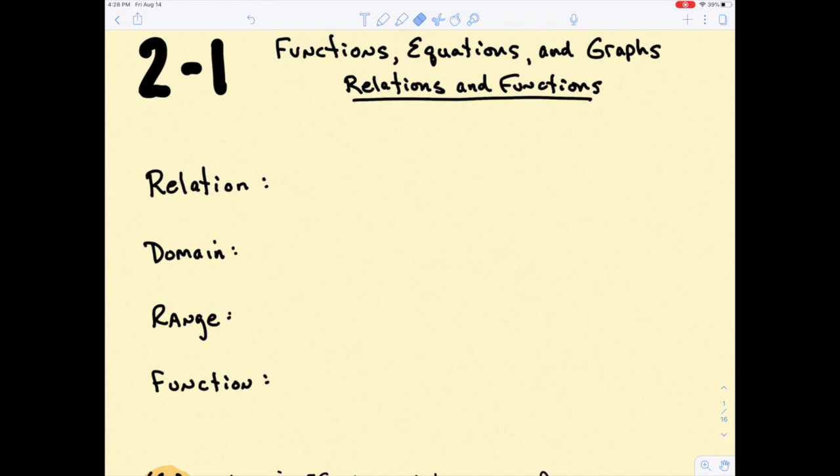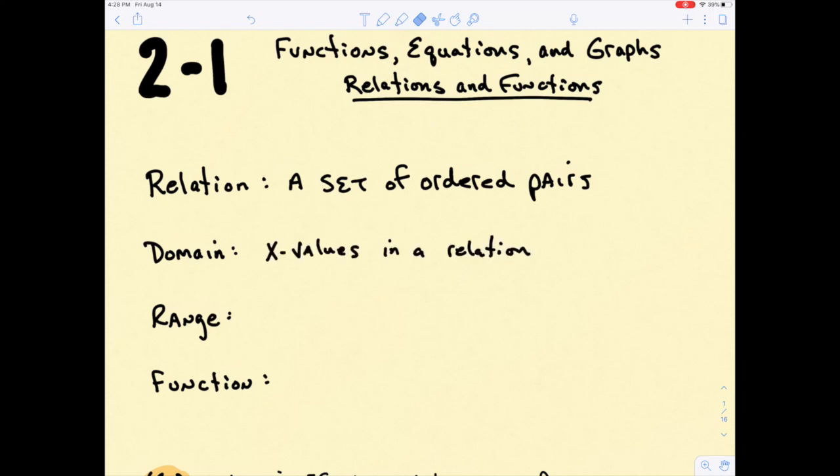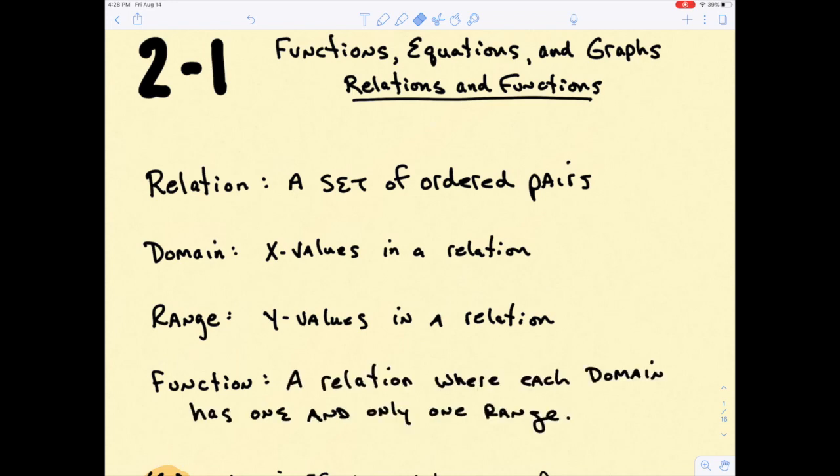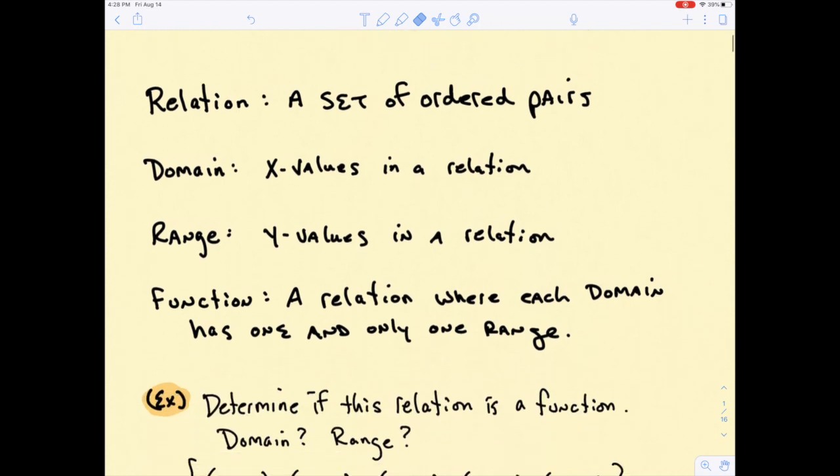Now these are all from Algebra 1, so let me remind you of some of these vocabulary pieces. A relation is a set of ordered pairs. They can be represented a variety of ways. The domain are the x values in that relation. If it's an ordered pair, it's the first number. The ranges are the y values in a relation. Those would be the second numbers in an ordered pair. And a function is a special kind of relation where each domain has one and only one range. You might recall something about the vertical line test that you learned in Algebra 1.